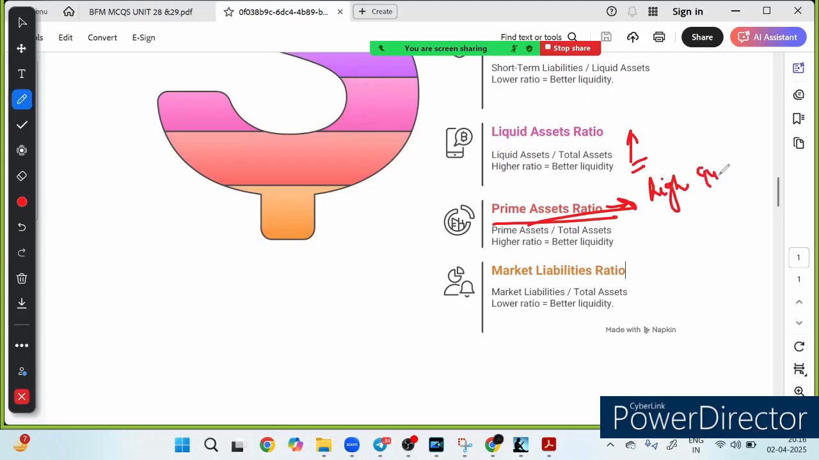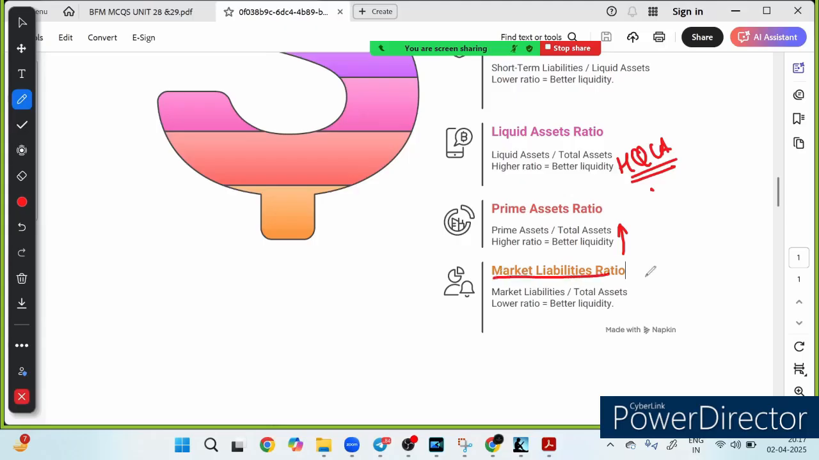So high quality, easily marketable asset. There is a high quality liquid asset. You might have heard of HQLA. So this is called prime asset. High quality liquid asset, that is called easily marketable asset. So it compares high quality asset to total asset, right? A higher ratio indicates that the bank holds more high quality assets supporting its liquidity position.